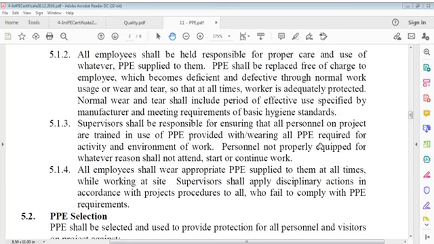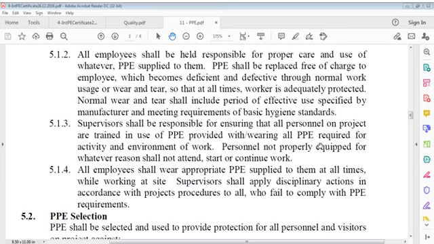All employees shall be held responsible for proper care and use of whatever PPE is supplied to them. PPE shall be replaced free of charge to the employee which becomes deficient and defective through normal work use or wear and tear, so that at all times the worker is adequately protected. Normal wear and tear shall include the period of effective use specified by the manufacturer and meeting requirements of basic hygiene standards.